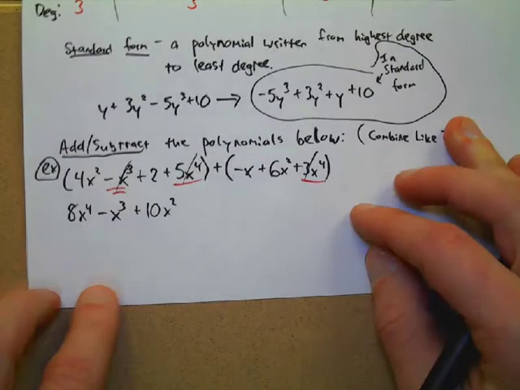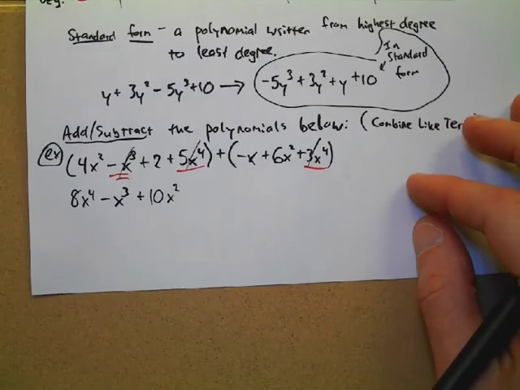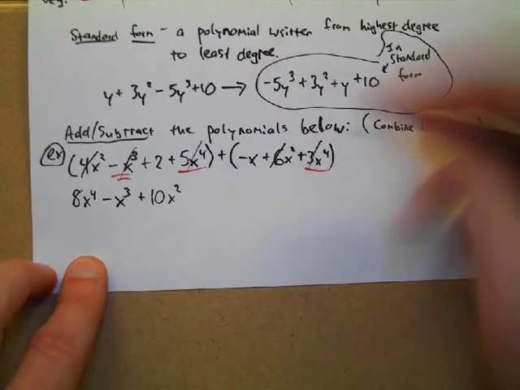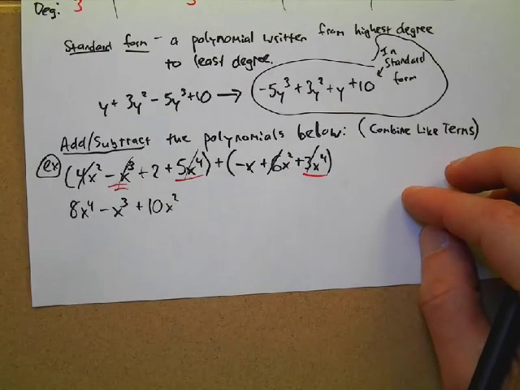10x squared. Sorry, I put you on the spot there, Kaylee. Right, you weren't expecting that. 10x squared, okay? Add them together. All right. Next, let's go to Aiden.